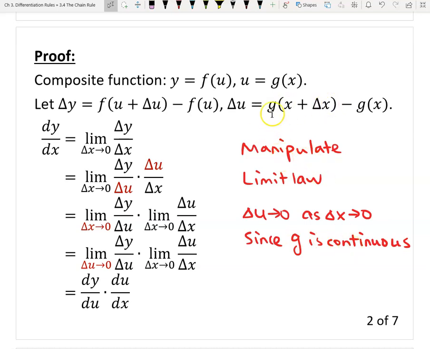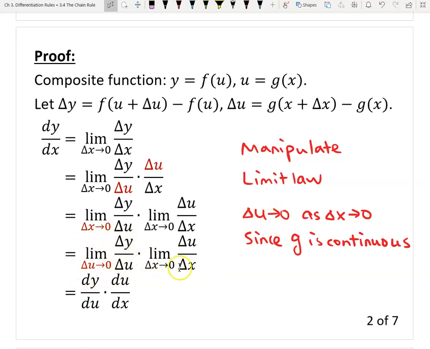If g is continuous, when delta x goes to 0, of course, delta u should also be going to 0. Therefore, we can change delta x going to 0 to delta u going to 0, because delta u goes to 0. Okay, good. Now, what do we have?